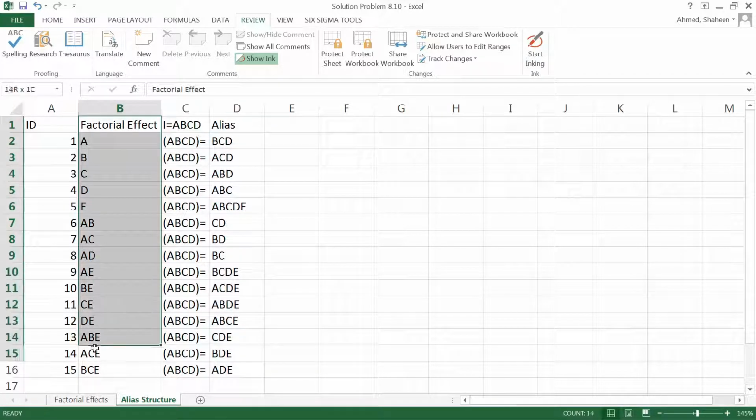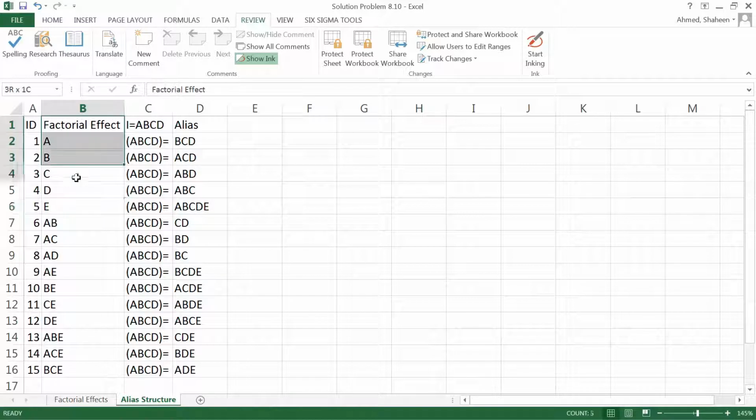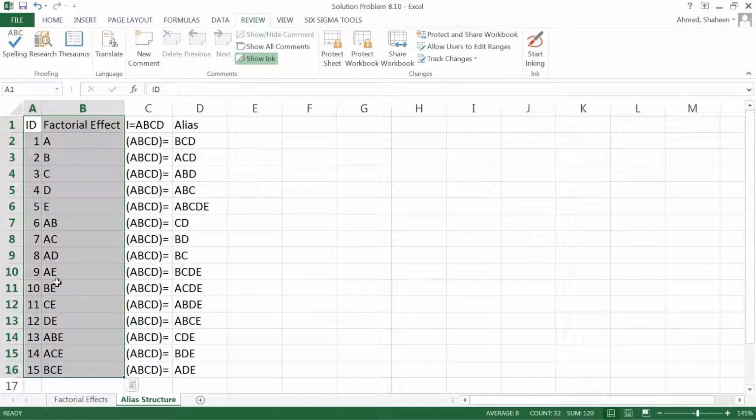I would like to think of it like this. When you put these factorial effects in any statistical software, you only put a maximum of these 15 effects, and then once you run the analysis, you can delete the insignificant variables and rerun it with the significant variables. So to start with, this is how you should write the model in any statistical software. So that's it for the solution to problem number 10 in chapter 8.